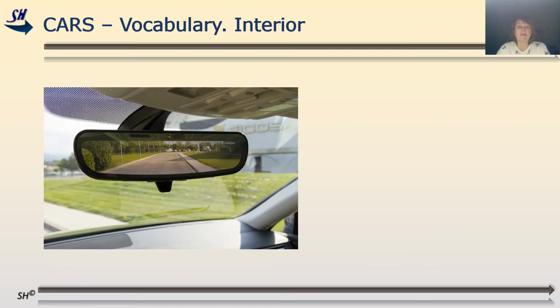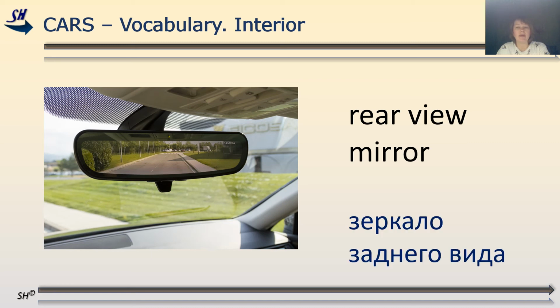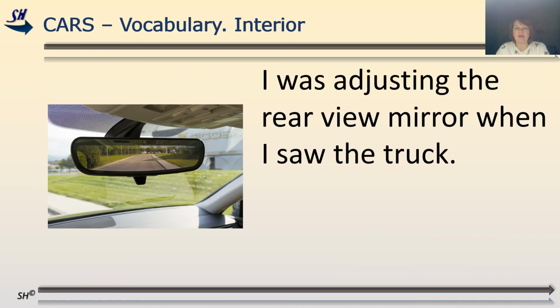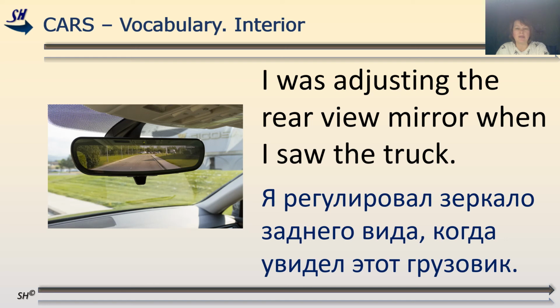What else? Right, we have this big mirror that shows you what's happening behind you. It's called a rear view mirror. We can see an example. I was adjusting the rear view mirror when I saw the truck. I was adjusting means moving it a little bit to make sure that you see everything very well, right? It's just moving it to make it convenient for you to see what's happening at the back.